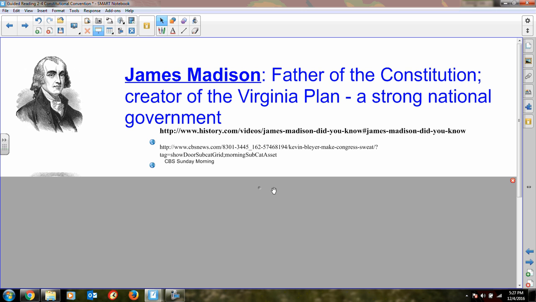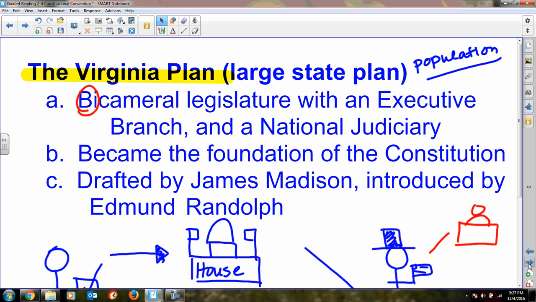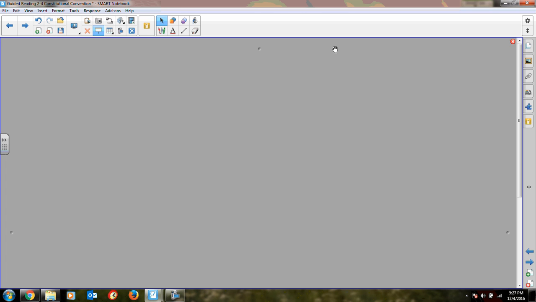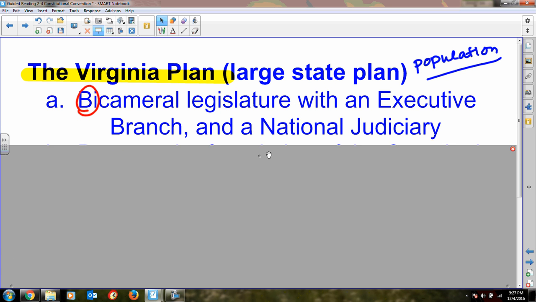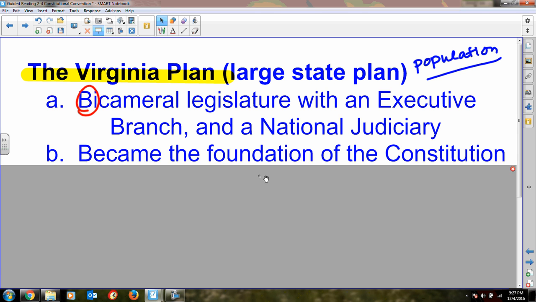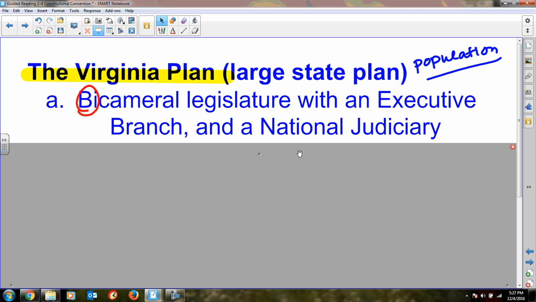What was the Virginia Plan? Well, the Virginia Plan was a plan that is often called the large state plan. And that is because the states that would have the most power were the ones that had the largest population. They believed in a strong national legislature where the lower chamber was chosen by the people and the upper chamber was chosen by the lower chamber. So the more people that you had, the more power that you had. And of course, the small states had no time for this.